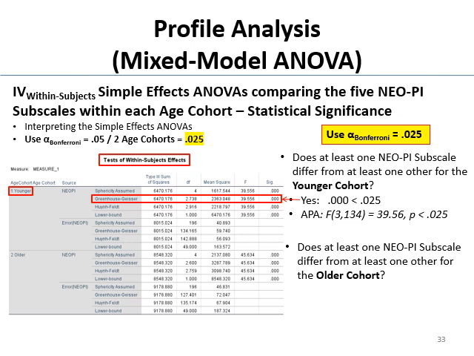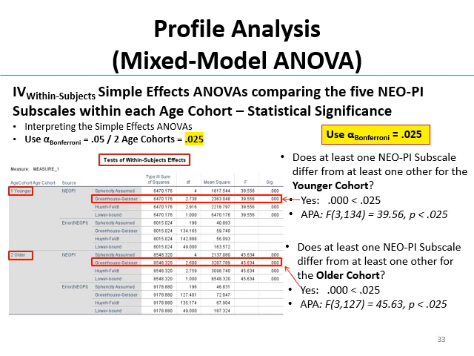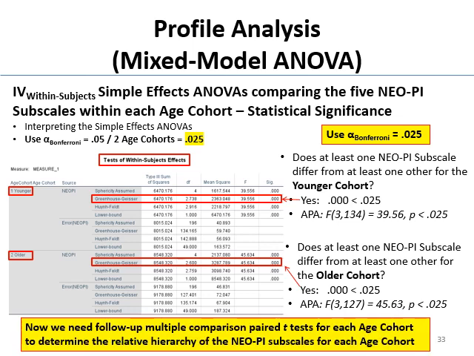Does at least one NEO-PI subscale differ from at least one of the others for the older cohort? So at the bottom of the table here, again, we go to the Greenhouse-Geisser line. Is that less than 0.025? You bet. So there's how you write that one up in APA format. Again, we've rounded the Greenhouse-Geisser degrees of freedom, 2.6 rounds to 3. And the error for Greenhouse-Geisser, 127.4, rounds to 127, is equal to 45.63. p was less than 0.025.